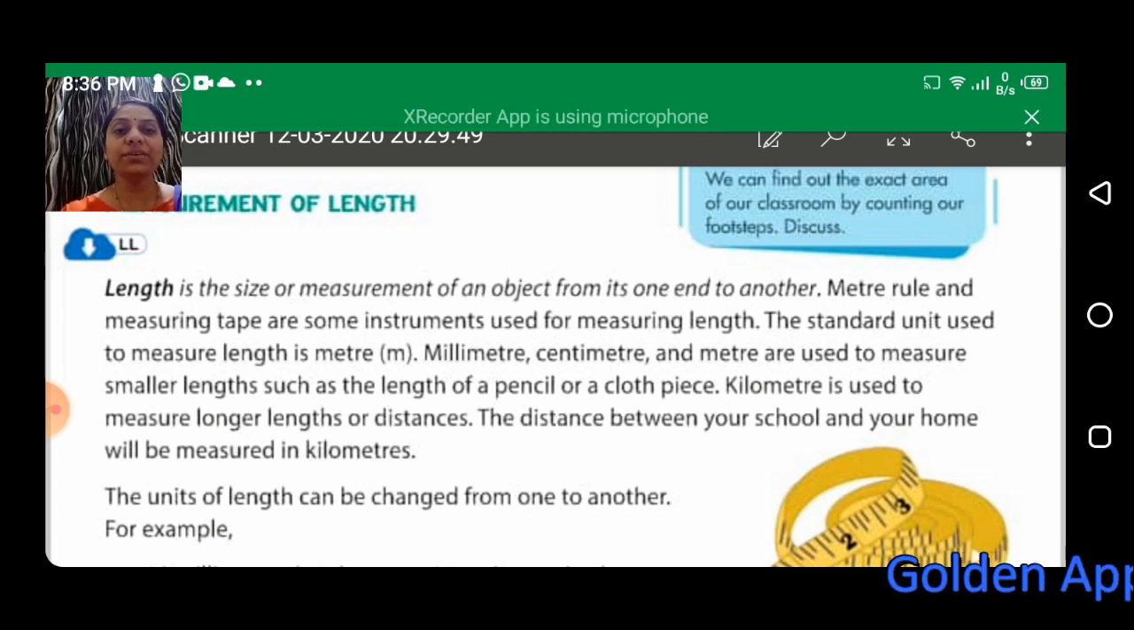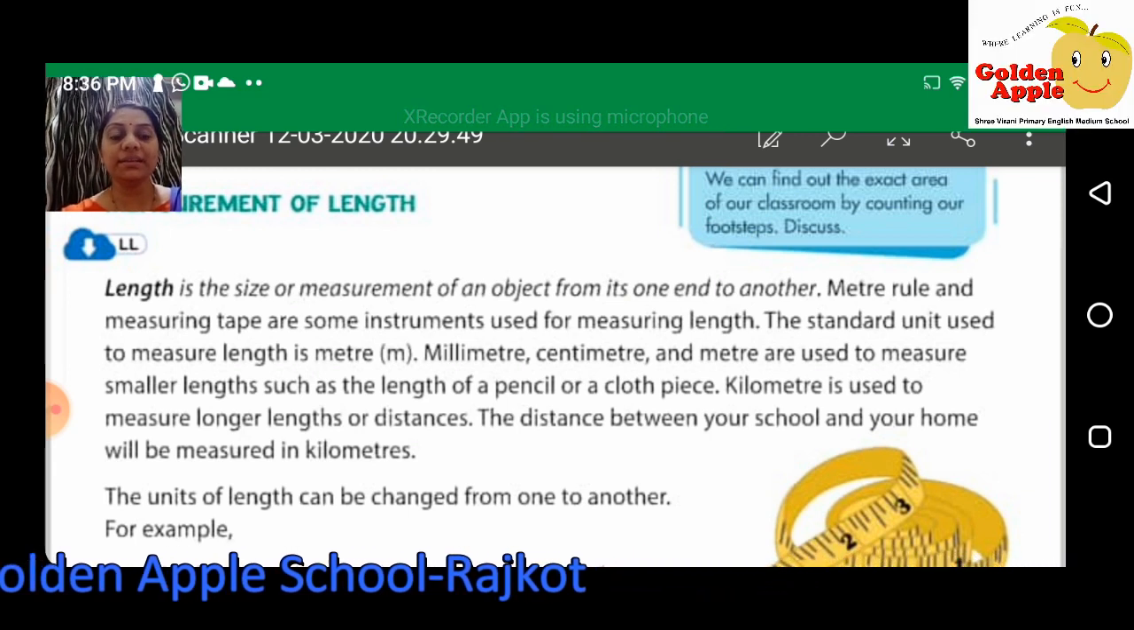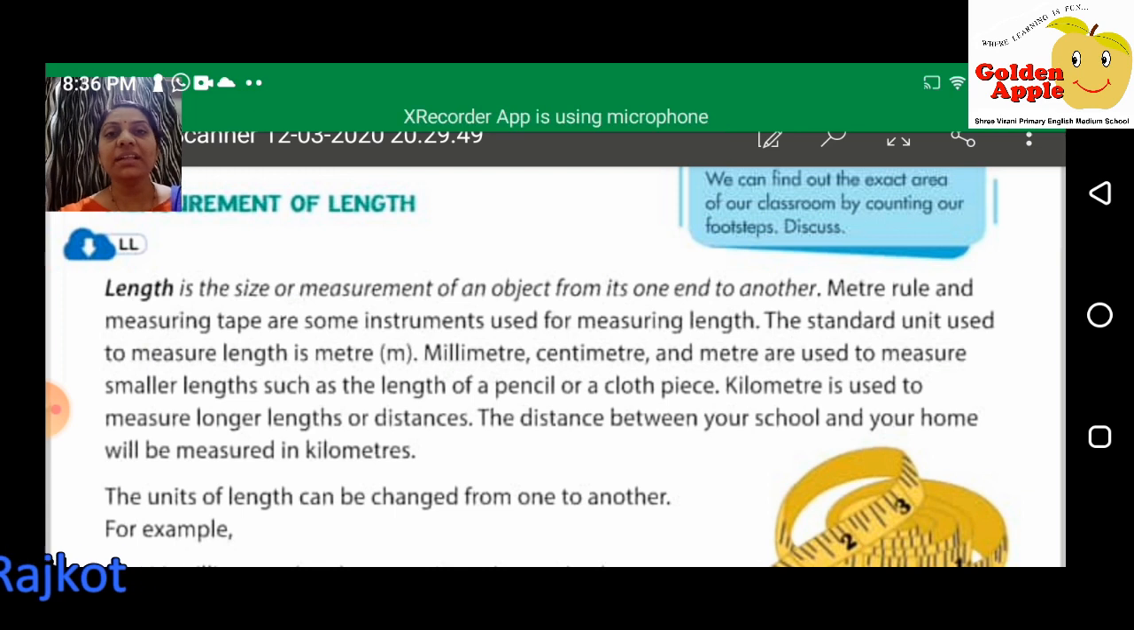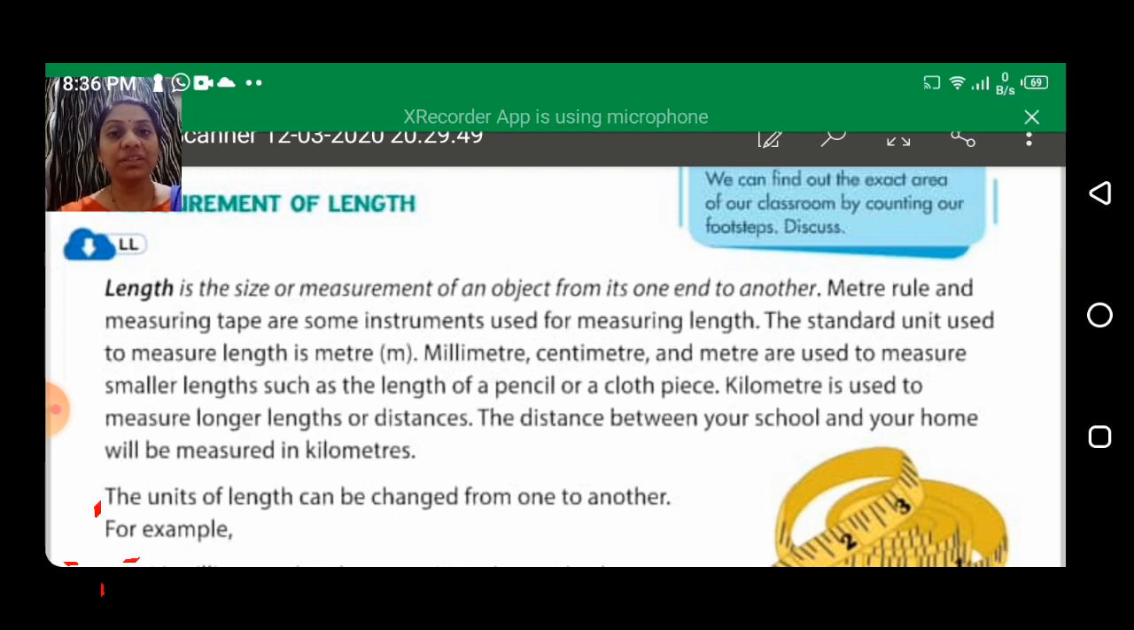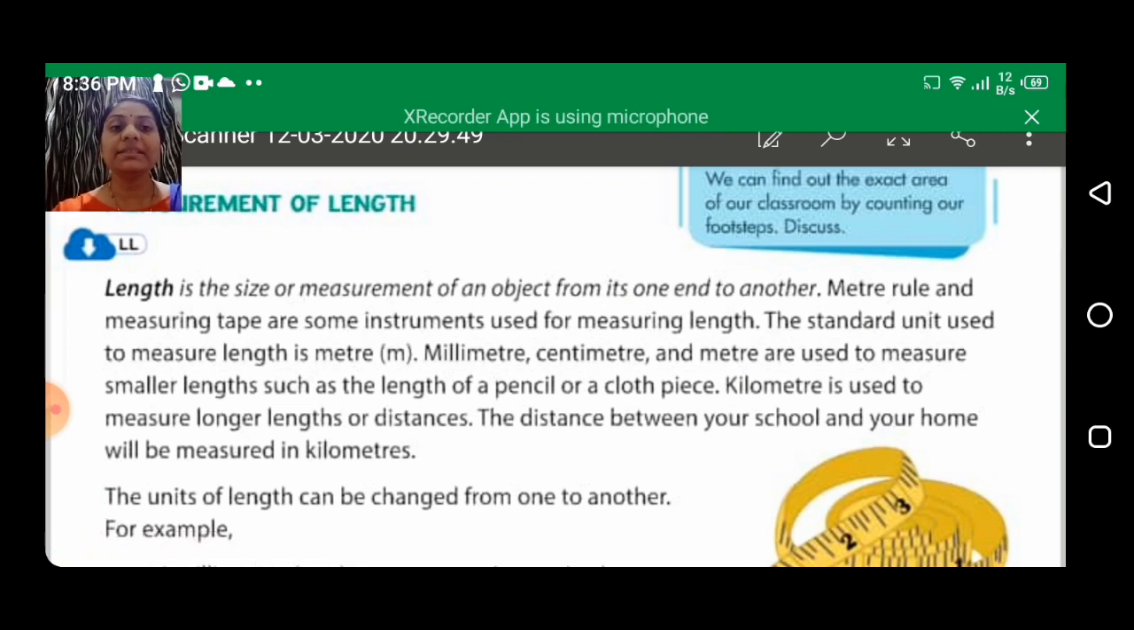Length is the size or measurement of an object from its one end to another. If you want to measure the length of a wall, then we have to measure it from one end to another. So, for that we have some measurement units: meter, millimeter, centimeter and kilometer. Kilometer is used to measure distance. If you want to go to Ahmedabad, the distance from Rajkot to Ahmedabad is measured in kilometers.